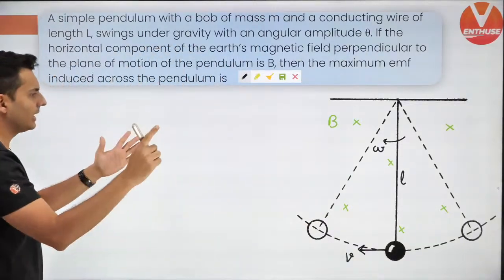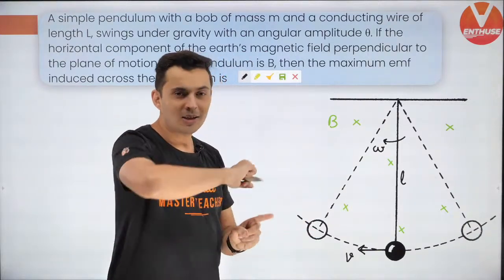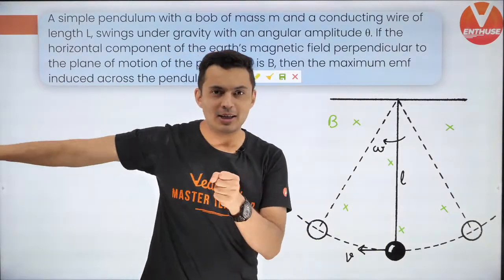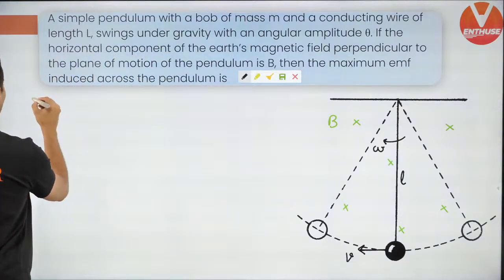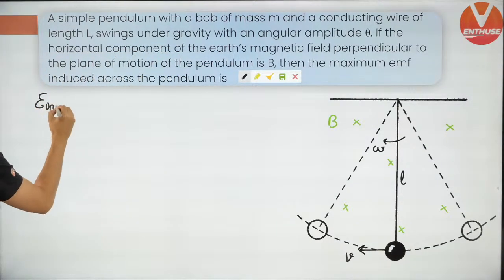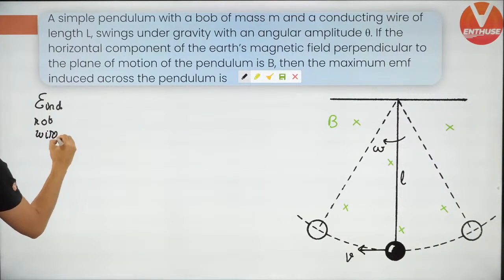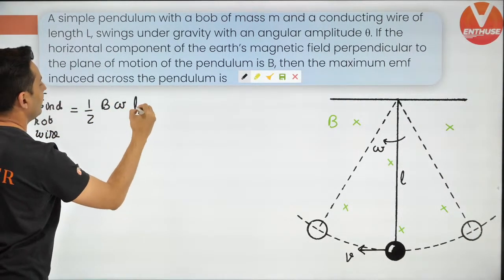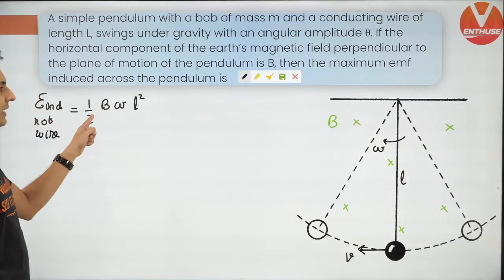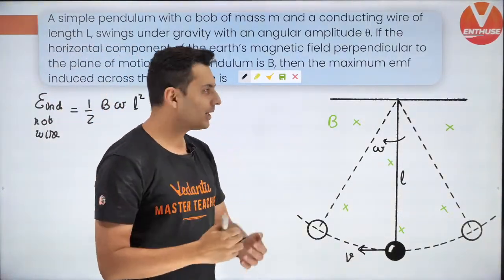Now, recollect the EMF induced in a rotating wire in the perpendicular direction of the magnetic field. There is a formula for that. In case you have forgotten, the EMF induced in a rotating wire is half B omega L square. B is known, L is known, omega I do not know. How do you figure it out?